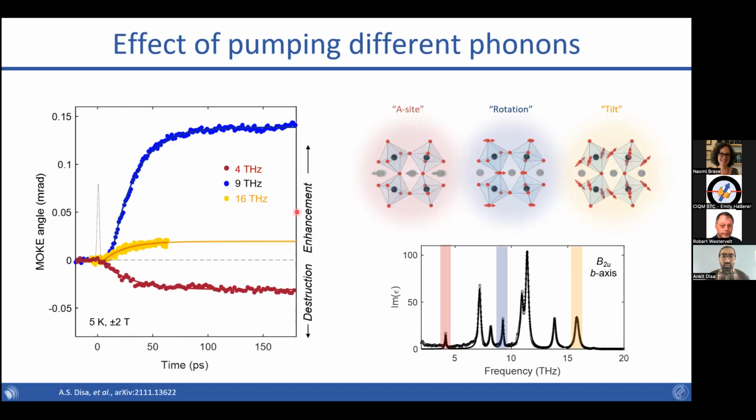And so what we find is essentially, depending on the phonon that we pump, we either get a positive or negative response that has different magnitude. And so this indicates that we can either enhance or suppress magnetization of the system on a time scale of a few tens of picoseconds. And it remains in this non-equilibrium state for up to several nanoseconds. And this depends on the specific vibrational mode that we drive.